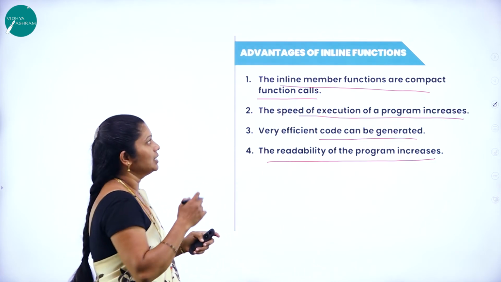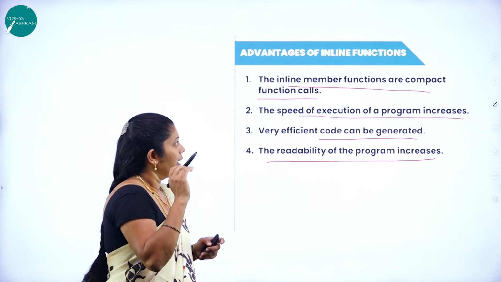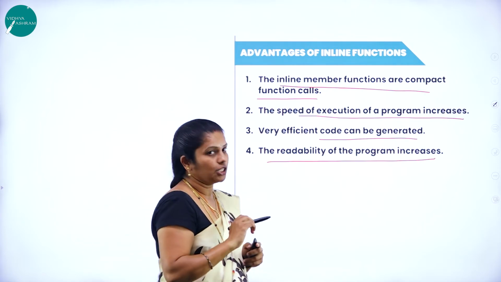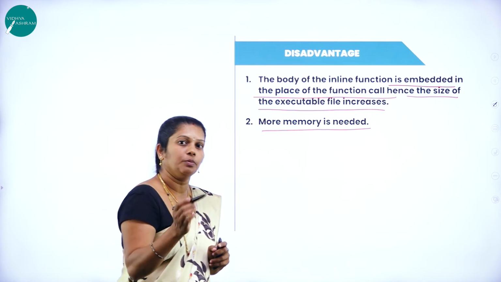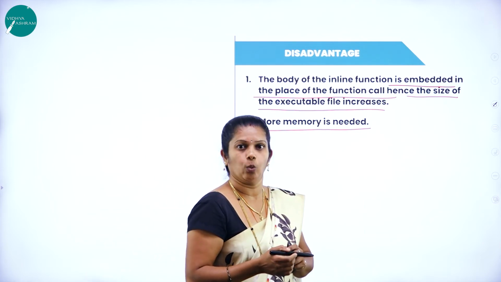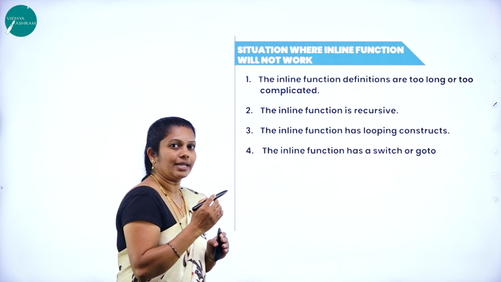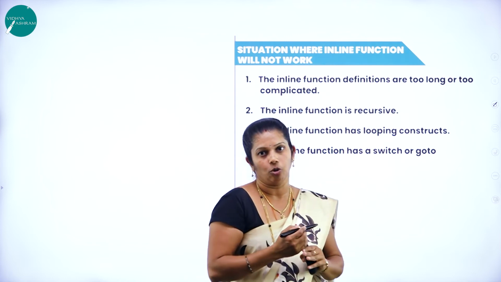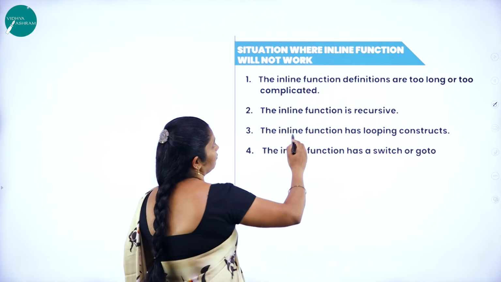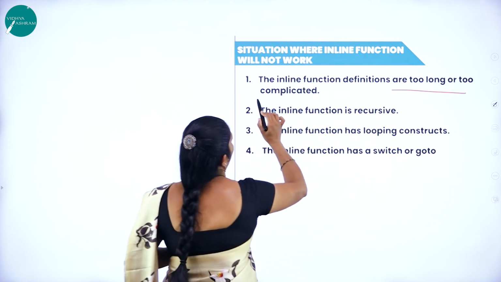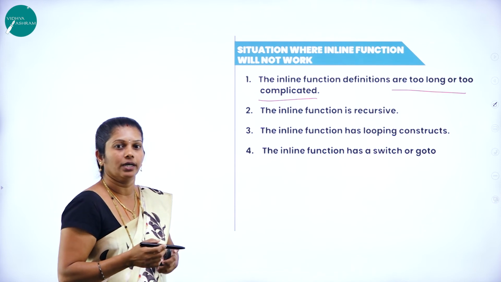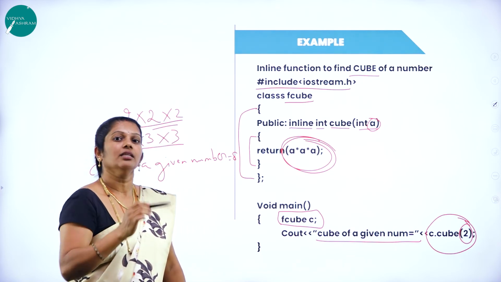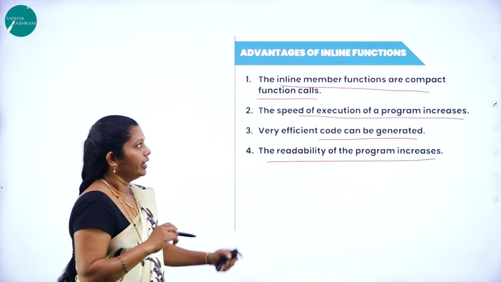When we come to advantages, here it is compact, speed is fast, very efficient code can be generated, as well as readability is more here. When we come to drawbacks, executable file size is more and more memory is required here. Then next, exactly when the inline function will not work properly, you can write this for disadvantages also. If the inline function definitions are too long or complicated, then it will not work. If you have more number of statements, then this inline function will not work properly. That is the first thing.